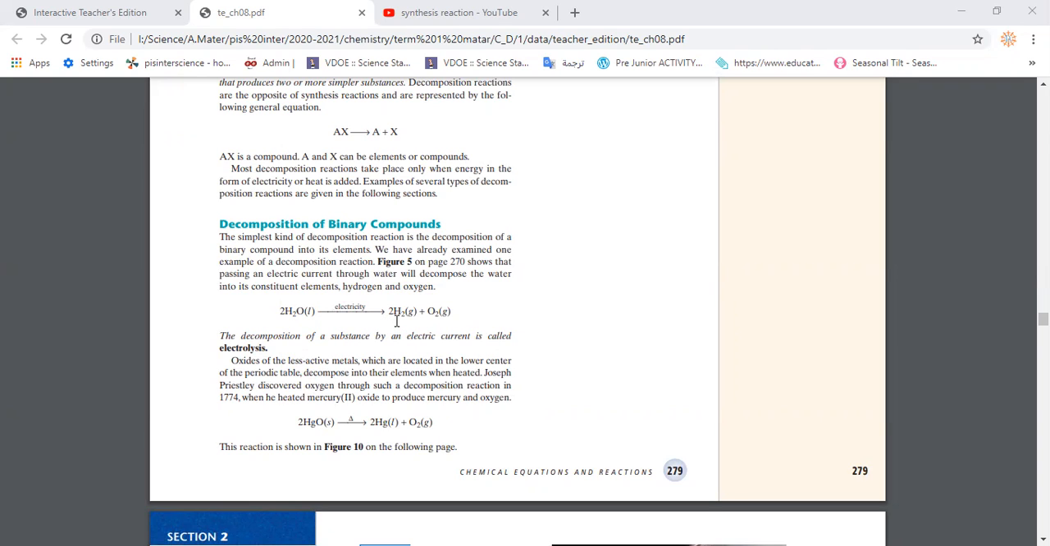It's going to break down into hydrogen and oxygen, two separated gases. So like this we can see that this is a decomposition reaction: one compound breaks down into two elements. Here we need to set a definition. What do I mean by electrolysis? Electrolysis is the decomposition of a substance by using electric current, or by using electricity.